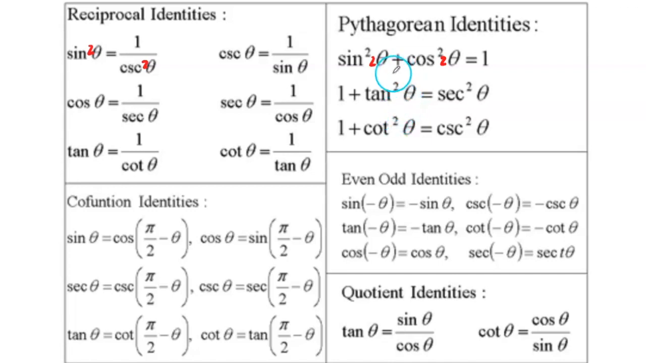One more thing, if you notice, my function is the one that has the square, not the angle. There's a common mistake that people make: instead of putting the square here, they put it here, and that's wrong. It goes on the function, the tangent, the cosine, or the sine, not on my angle, okay?